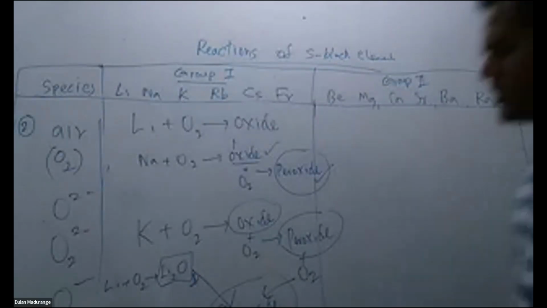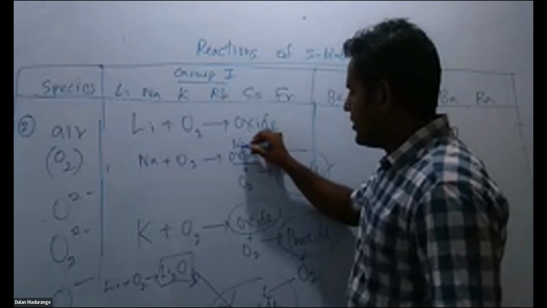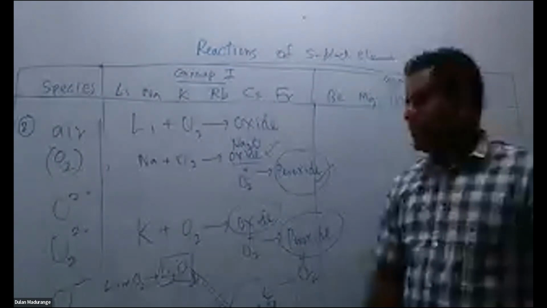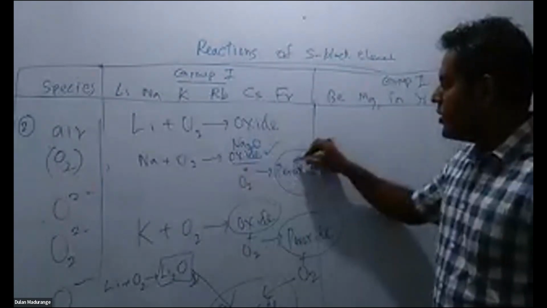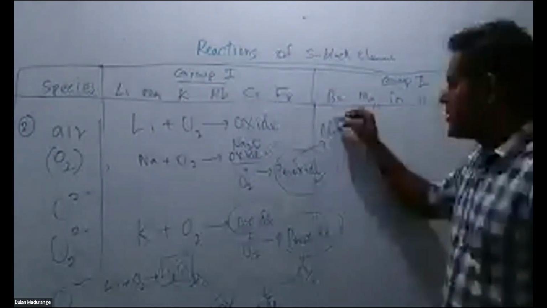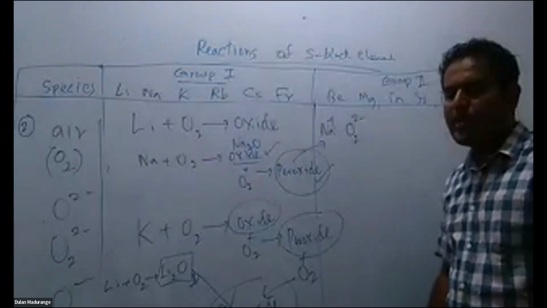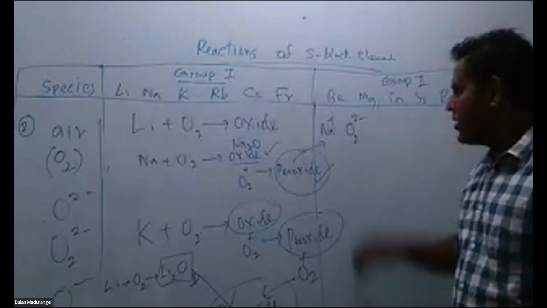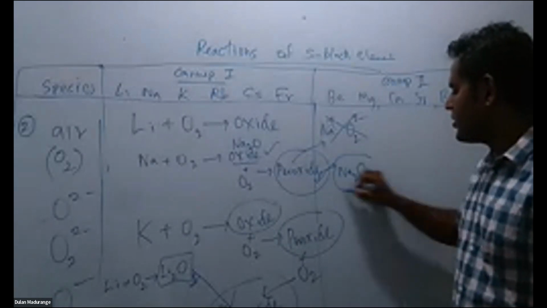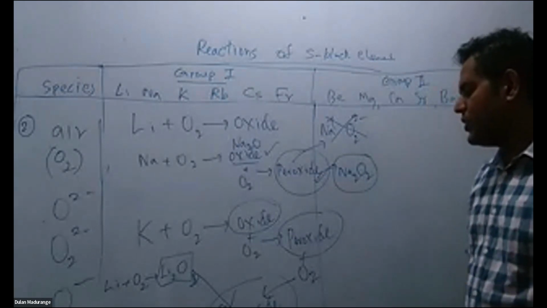Sodium reacts with oxygen to get sodium oxide, right? Na2O. Then sodium oxide reacts with oxygen to form sodium peroxide. What is peroxide? How to write peroxide? Na plus with O2 2 minus. Then how to write the formula? Get this 2 here, put this one there. So peroxide is Na2O2. This is sodium peroxide, Na2O2.